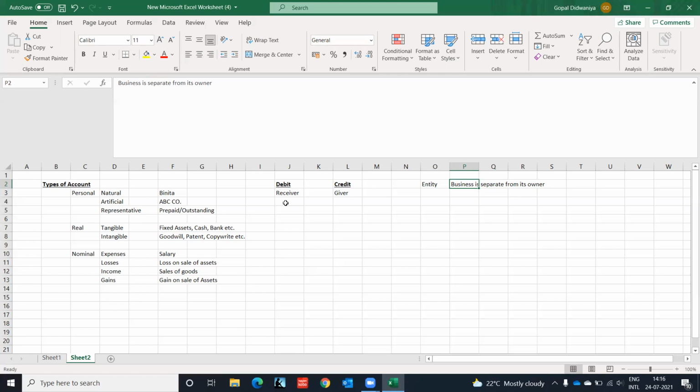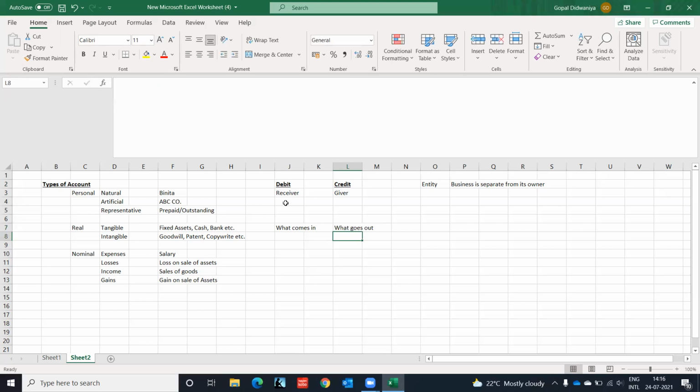Yes, I understood. Correct. Likewise, we have other concepts. We will come into the picture. Now, real debit, what comes in, what goes out.